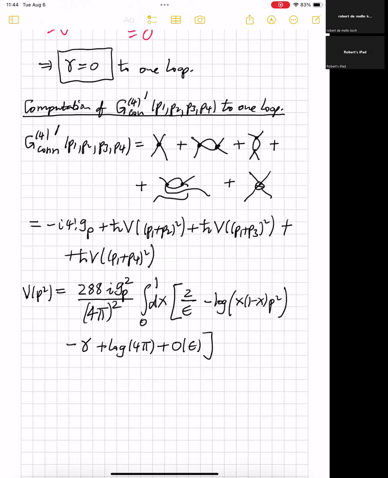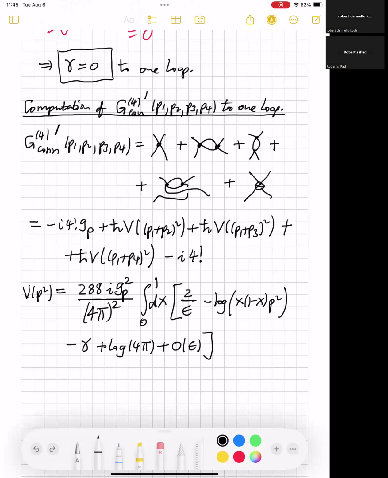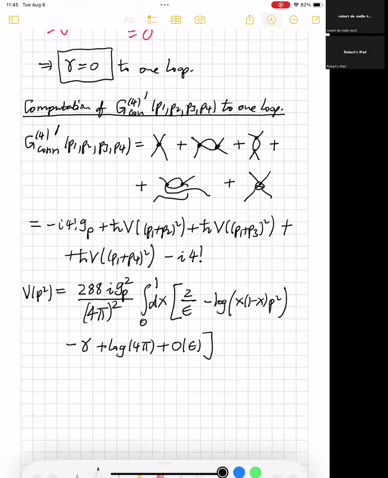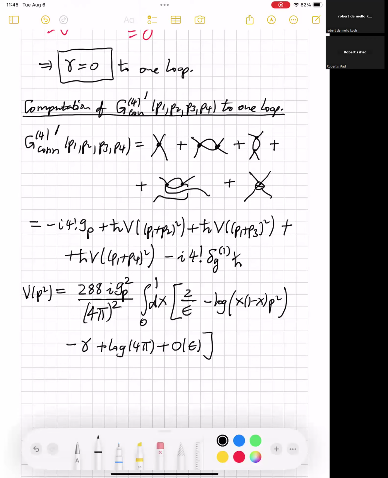And then for the last counter term diagram, it's just minus i 4 factorial. So it looks just like the interaction vertex, except that we now need the counter term. And so usually we would just write this as delta g. I'm going to put a 1 here to stress that we're working to order h bar at 1 loop. That's all we'll get. And I'll keep the h bar there, okay? So I've put in all of the h bars.